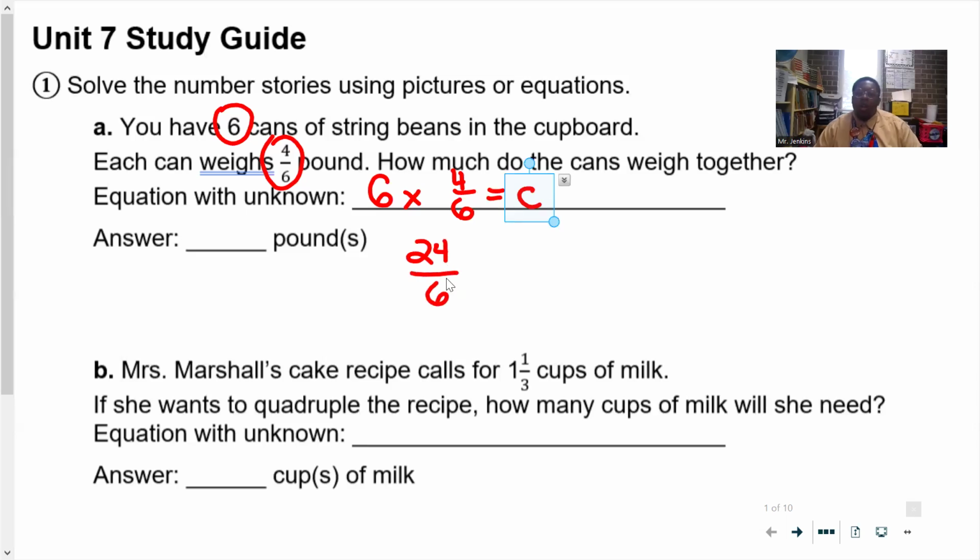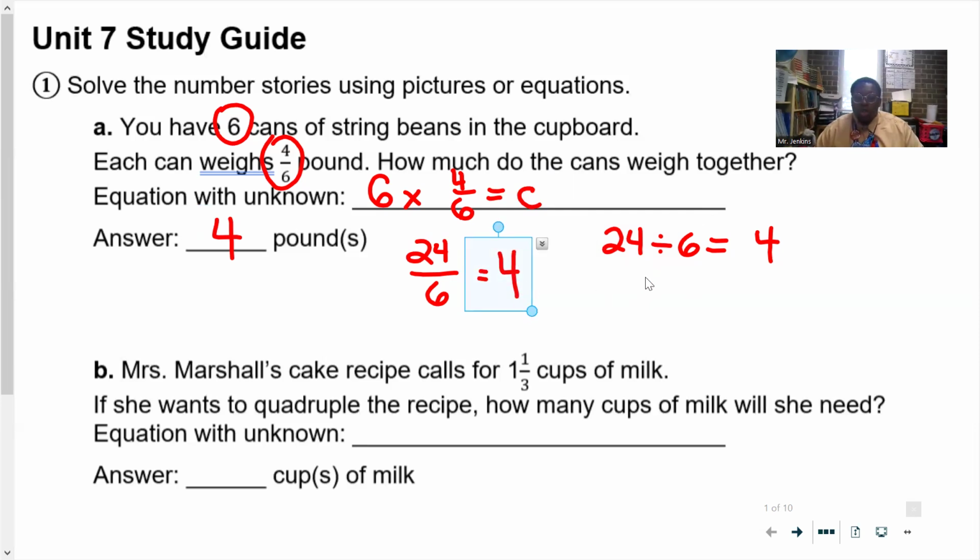Now, we have what we call an improper fraction. There are 3 different strategies we have done in order to convert an improper fraction into a mixed number or a whole number. We can either draw a model, we can decompose it, or we can use division. For this one, I'm going to use division. So 24 divided by 6. Think about your multiplication facts. 24 divided by 6 is equal to 4. So my answer is 4 wholes or 4 pounds. So 24/6 is equal to 4.